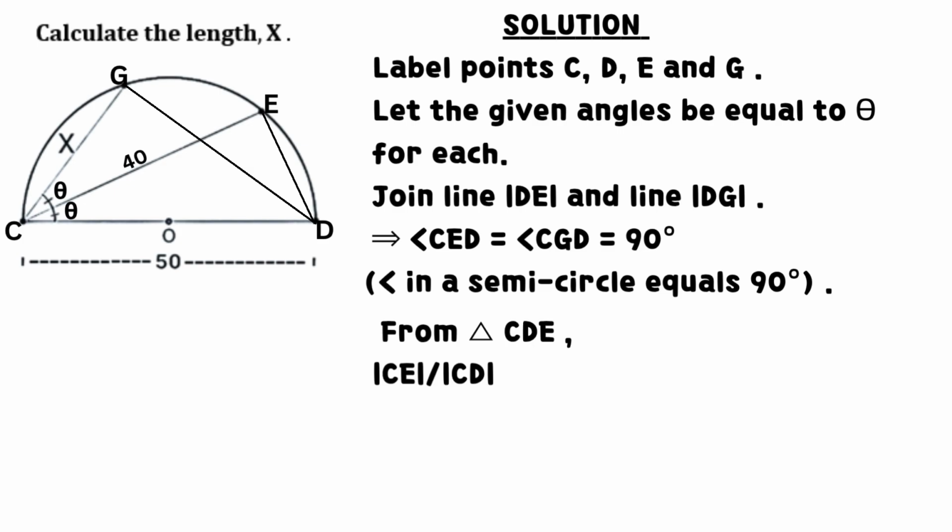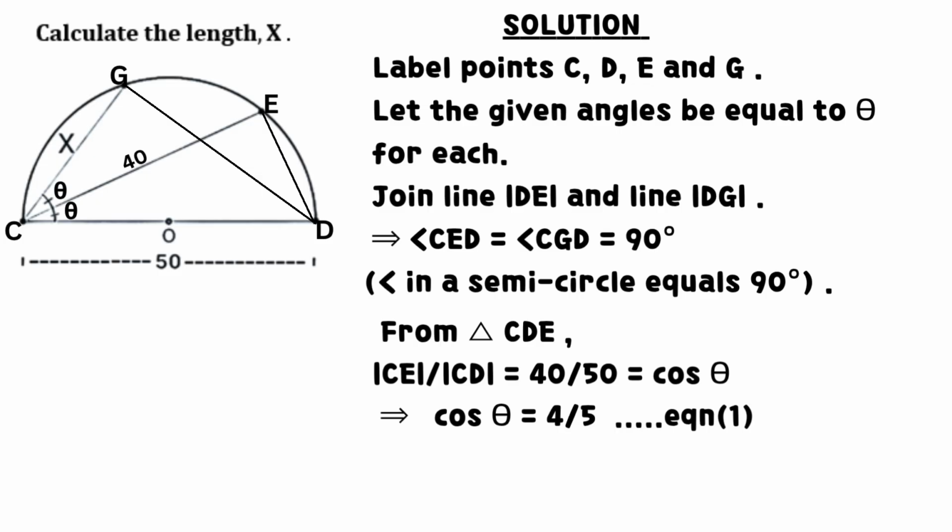From triangle CDE, line CE divided by line CD equals 40 divided by 50, which equals cosine θ. It follows that cosine θ equals 4 divided by 5. We call it equation 1.